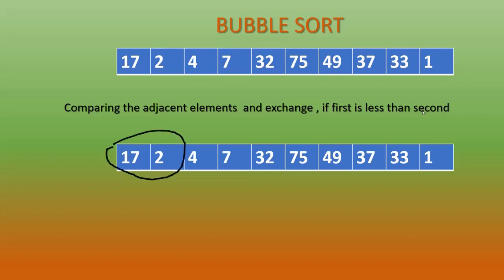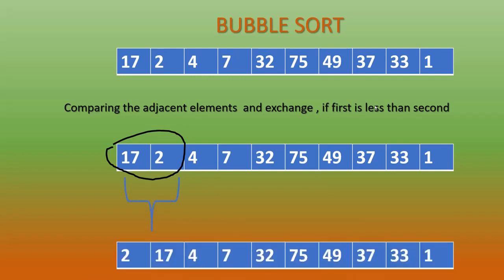When the first element is greater than the second element, then 17 and 2 are compared. Here the first element is greater than the second element, so we are going to exchange these two elements. After the exchange, your list will be like this. 2 and 17 are exchanged. Only one exchange has taken place there.